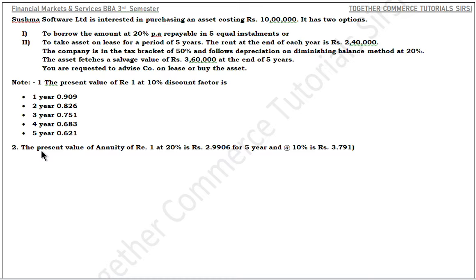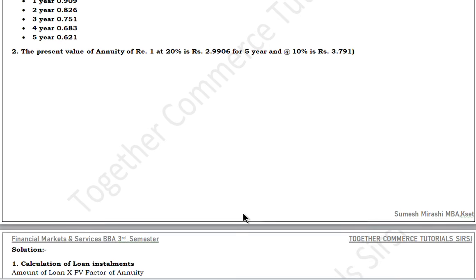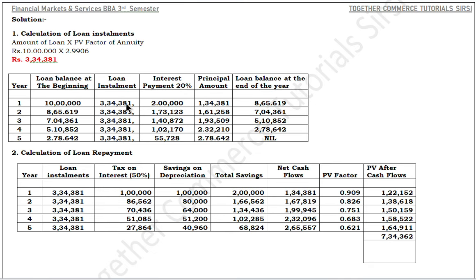Then the second note they have given is the present value of annuity. At 20%, this 20% is copied from the interest, it is 2.9906. Again, if you apply 50% tax on this 20%, it will come down to 10%. For 10% it is 3.791. Let us start with the solution without wasting much time.